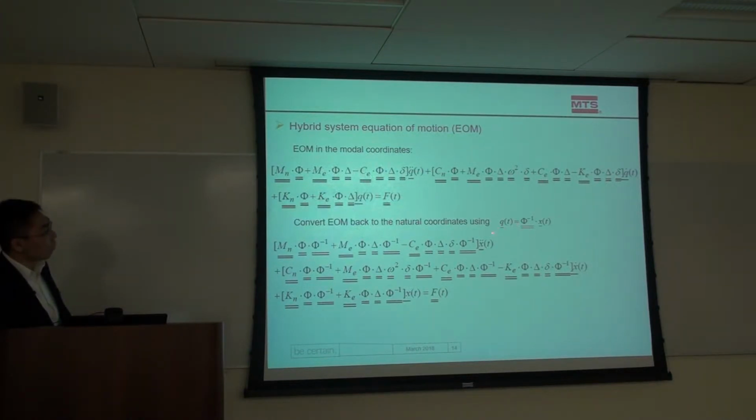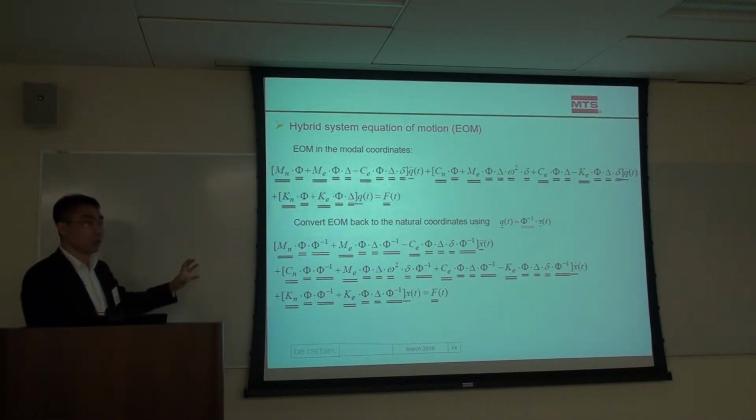Convert it back from Q to X space. Then eventually you see this. Now it becomes a little bit involved, a lot of matrices in there. That's your equation of motion for your hybrid system. So, for a simple structural dynamics problem, we have the M, C, K matrices, but now it becomes a lot of matrices.